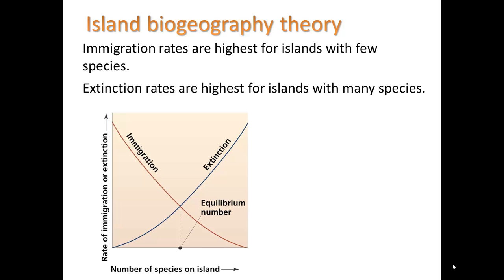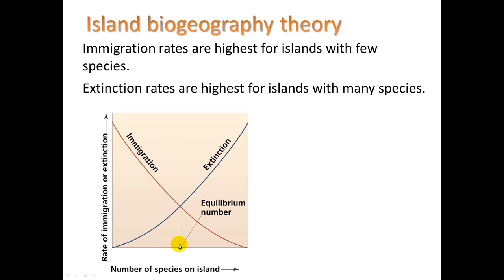All right, don't get too carried away with these graphs here. I'm going to help you through this, and it's actually pretty simple. Immigration rates. So here's the theory. Immigration rates are highest for islands with few species. The fewer species there are, the easier it is for new ones to come in. Extinction rates are highest for islands with many species. The more species there are, the greater the rate of extinction.